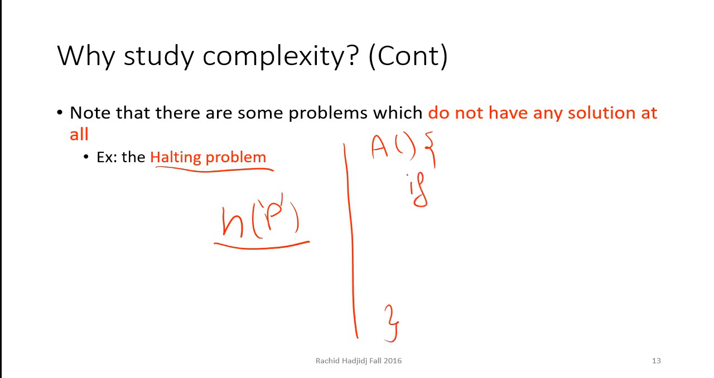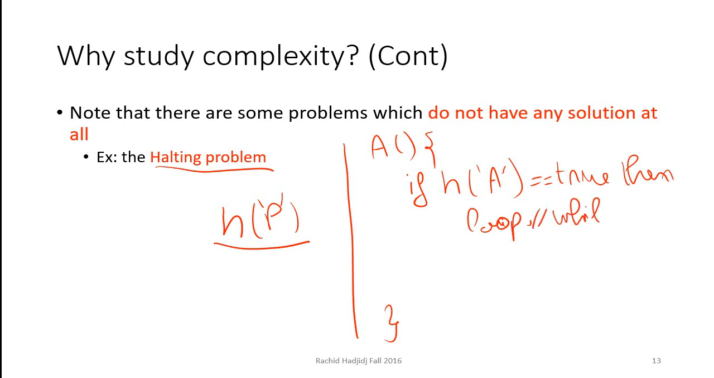If h of A equal true, means if the program A halts, what we do, then loop forever. And here to write a loop forever in C++, it could be just like while true. Else, stop or return stop. And here in C++, you can do it just by doing return.